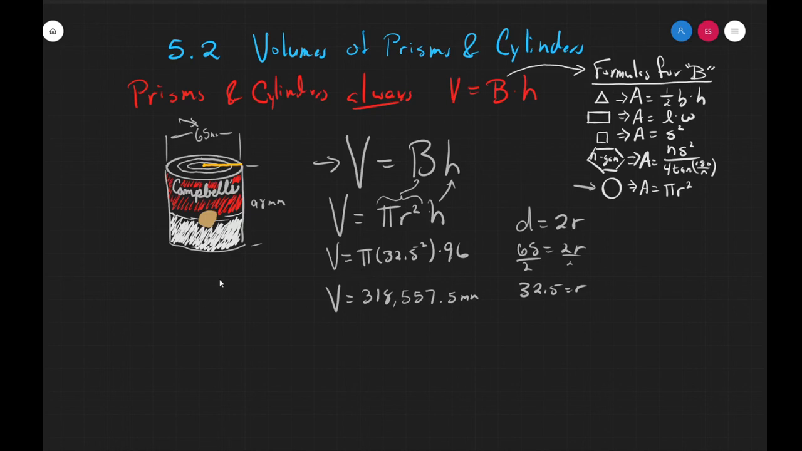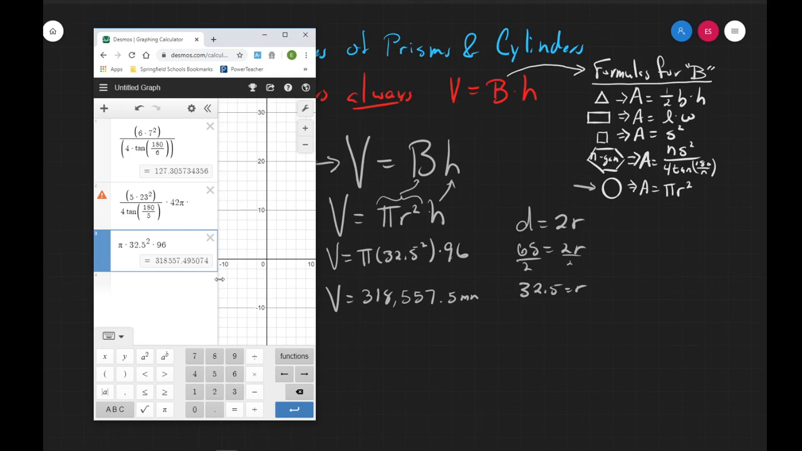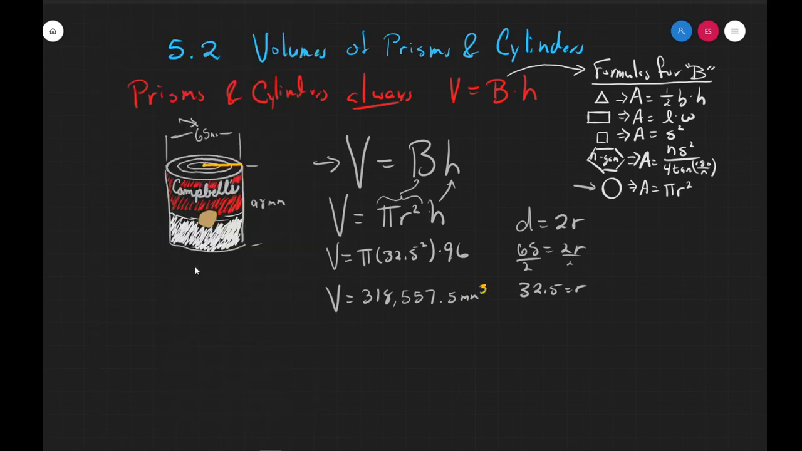where is the Desmos? There you are. When you hammer that into Desmos, pi times r squared times 96 gives us 318,557.5 millimeters cubed, cubic millimeters. Okay? So that's how these volume formulas are going to work.